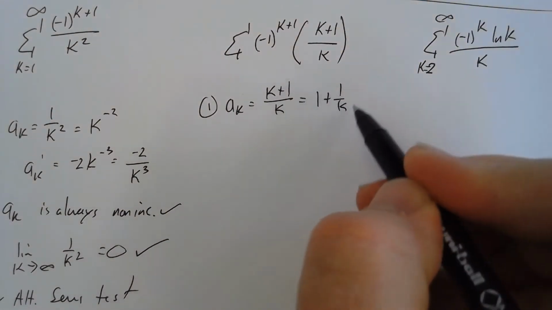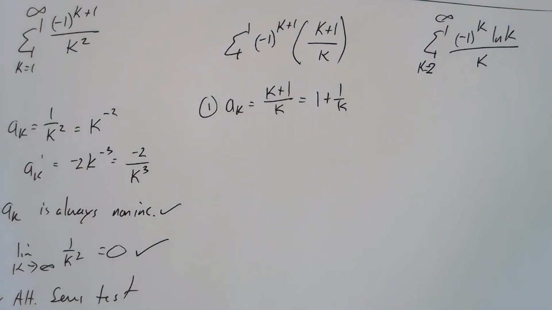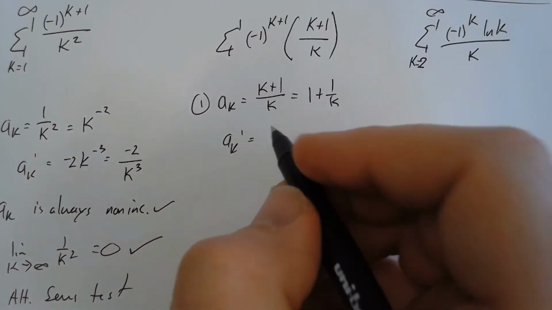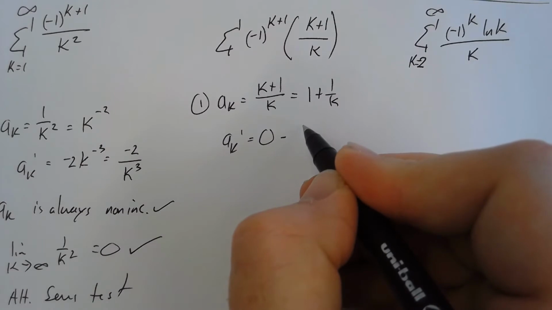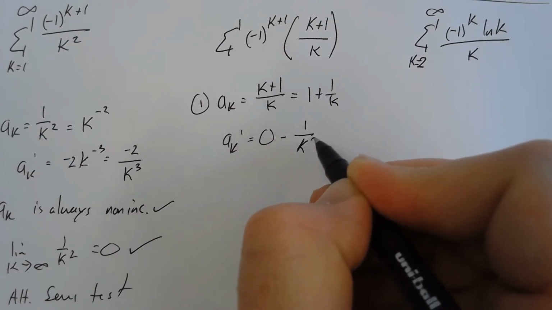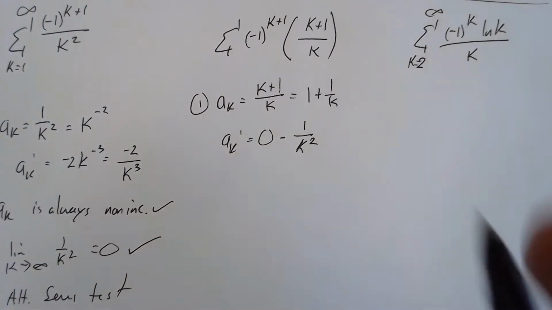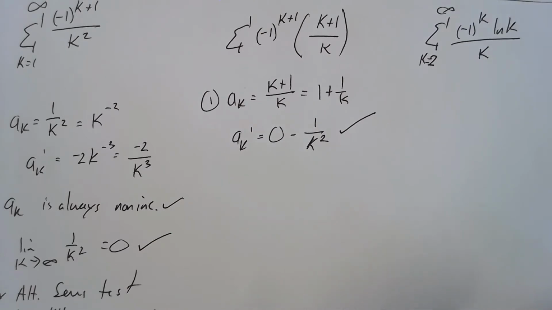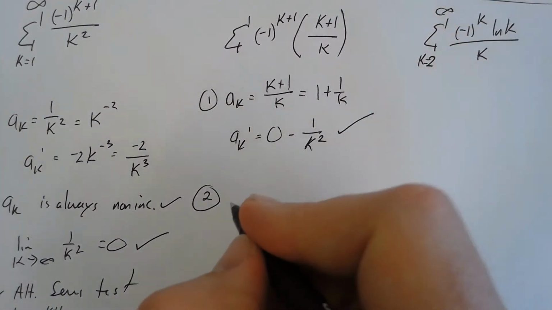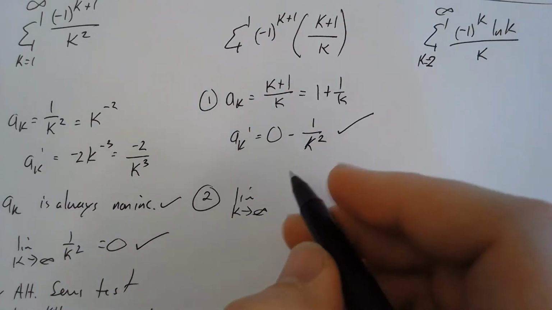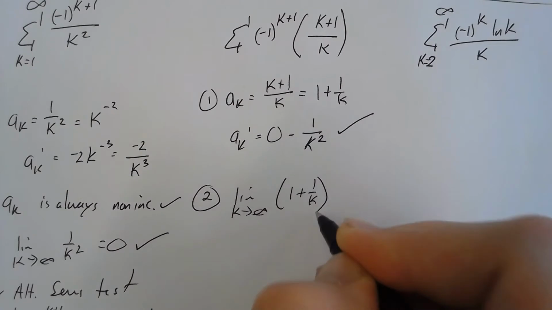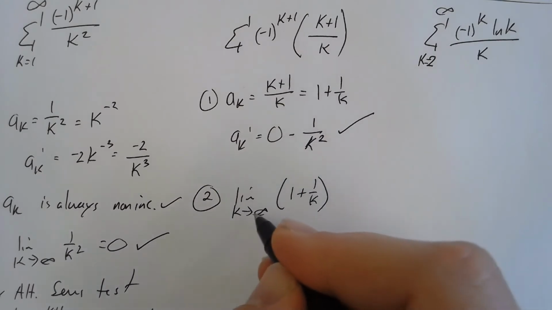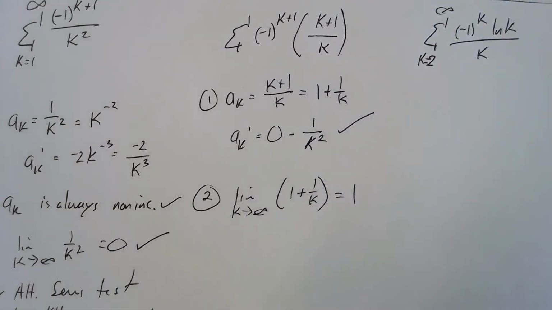This piece is just 1. This term becomes the same derivative I took with the alternating harmonic series, the -1 over k squared. So I might as well just do it. The derivative is 1 minus 1 over k squared, and with that being the case, this thing is non-increasing, and we've got that detail solidified. Number 2 is for us to prove the limit as k goes to infinity of this thing, 1 plus 1 over k. All I did was distribute that division to simplify it to this. As k goes to infinity, this thing equals 1.